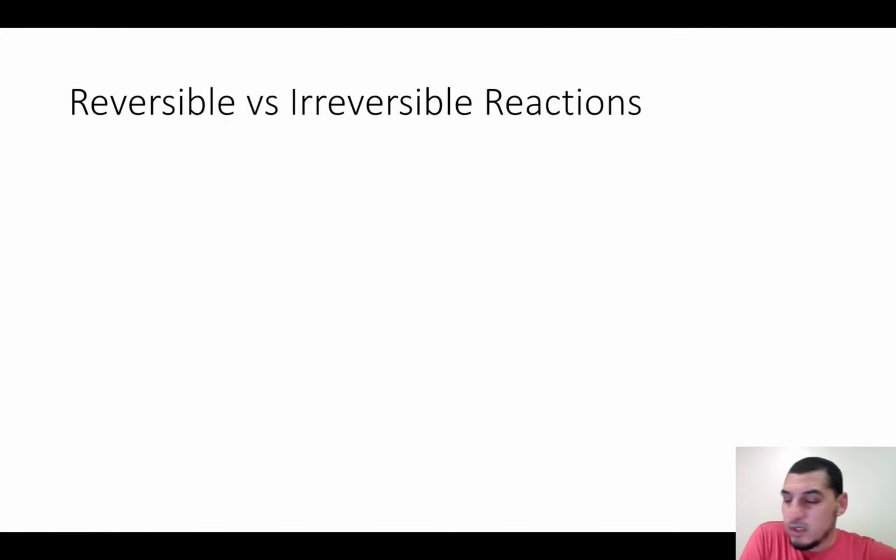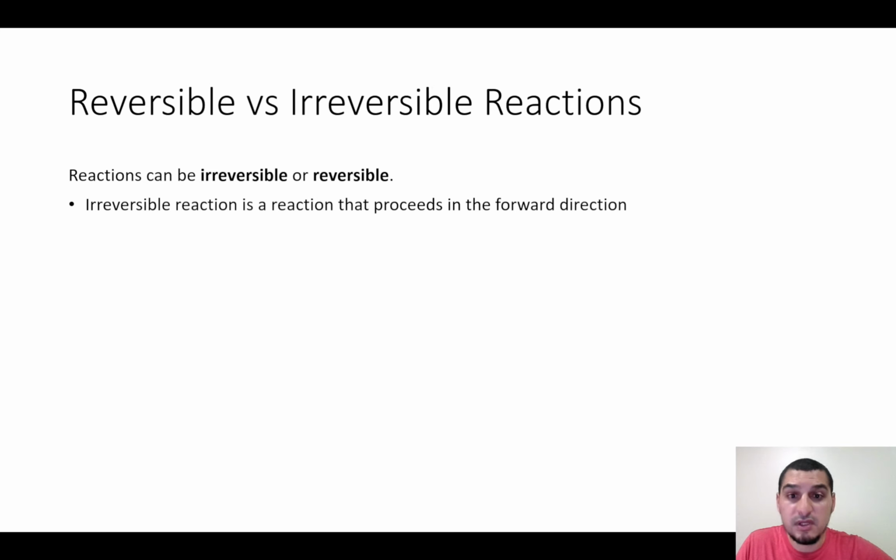Hello everybody. So now we are going to discuss one point which is more of a chemistry thing, but it's something that we see a lot in our chemical engineering applications, which is the types of reaction. And it's well known that the reaction can be either reversible or irreversible, and the irreversible reaction means that the reaction goes in one direction, which is the forward direction.